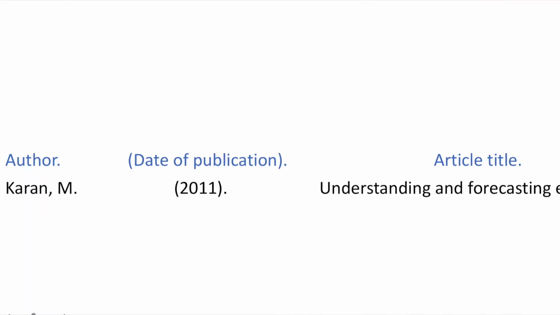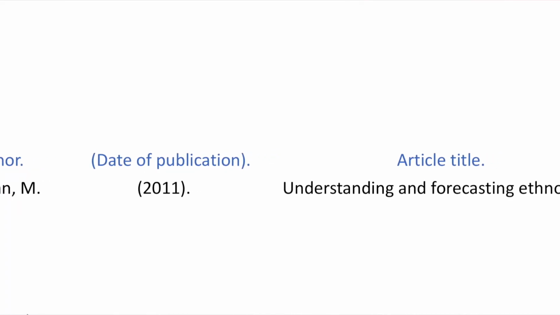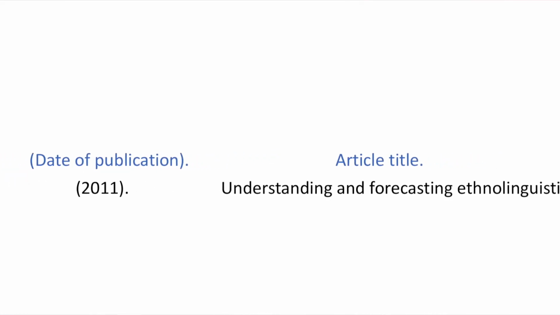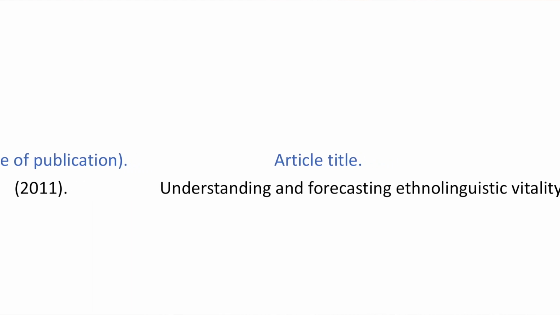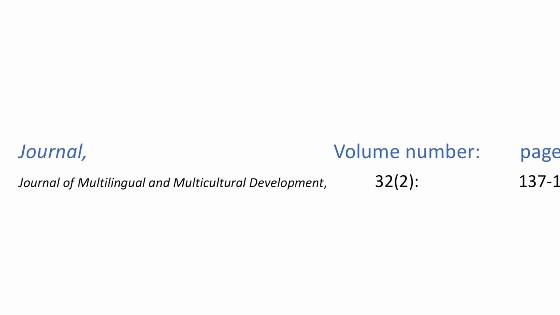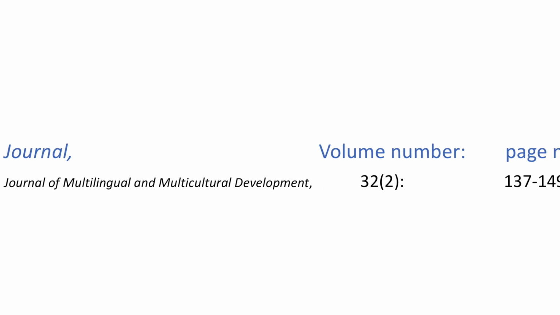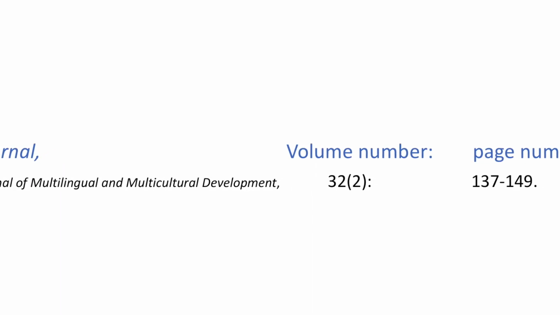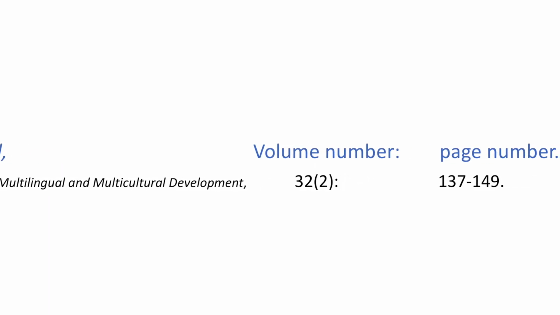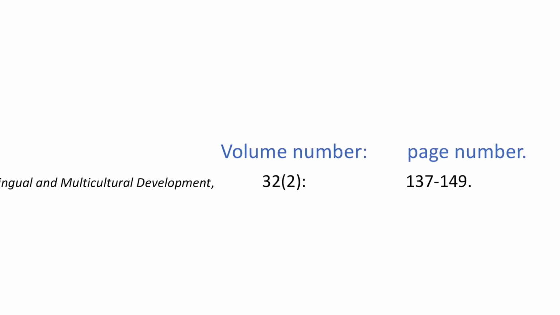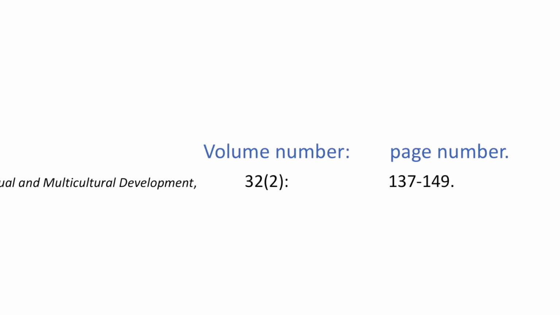For example, Karan, M, full stop, 2011. The article title is Understanding and Forecasting Ethnolinguistic Vitality, full stop. Then we have the journal title, which is Journal of Multilingual and Multicultural Development, then we have the volume and the page numbers. Please note that we don't indicate anywhere place of publication and the publisher.